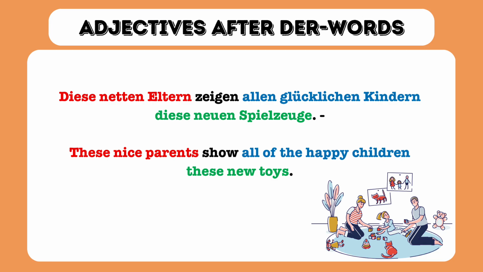Diese netten Eltern are in the nominative case. They are the subject of the sentence. They're the ones that are showing something. The thing that is being shown is the direct object, diese neuen Spielzeuge. Both of them are plural, and they have an E at the end of the article and an EN at the end of the adjective. In the dative case, everything ends with N. That includes the article, the noun, and the adjective. Allen glücklichen Kindern. Diese netten Eltern zeigen allen glücklichen Kindern diese neuen Spielzeuge.